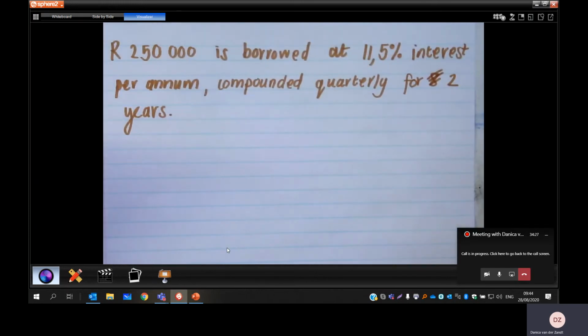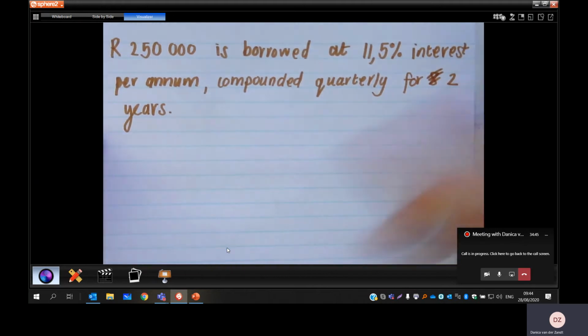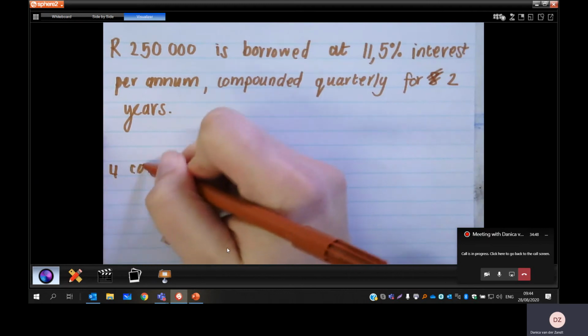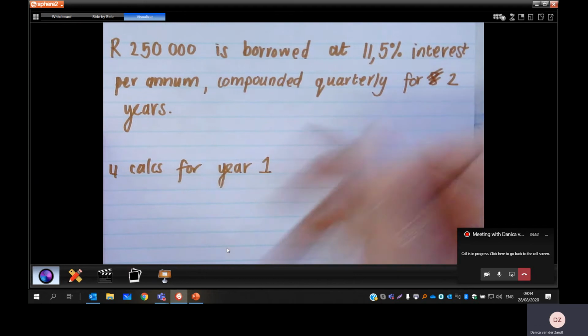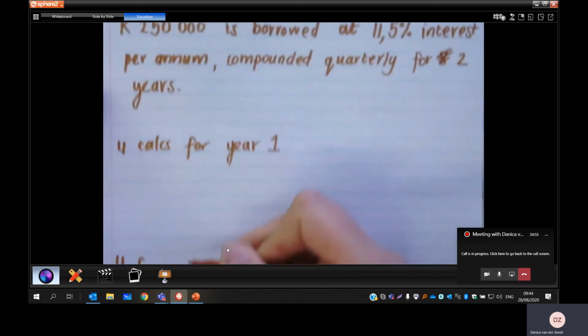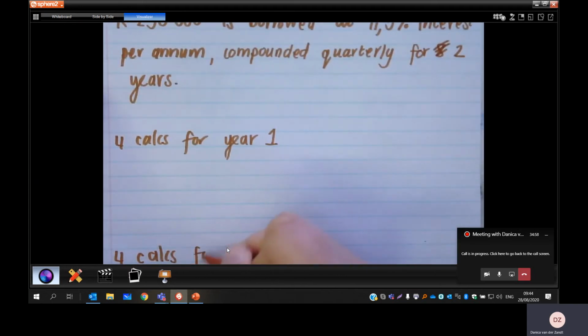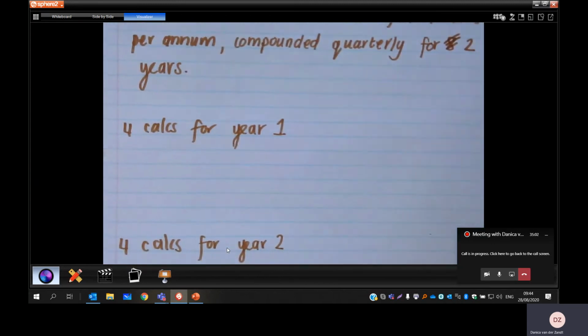Okay. How many calculations per 1 year? 4. So how many calculations am I going to have over those 2 years? 8. Okay, so this would never be a test question because it's way too many calculations, but I would have 4 calculations for year 1, and I would have 4 calculations for year 2. Okay.